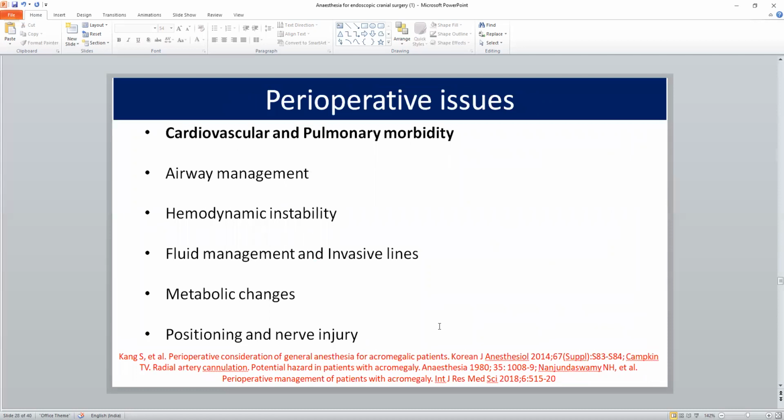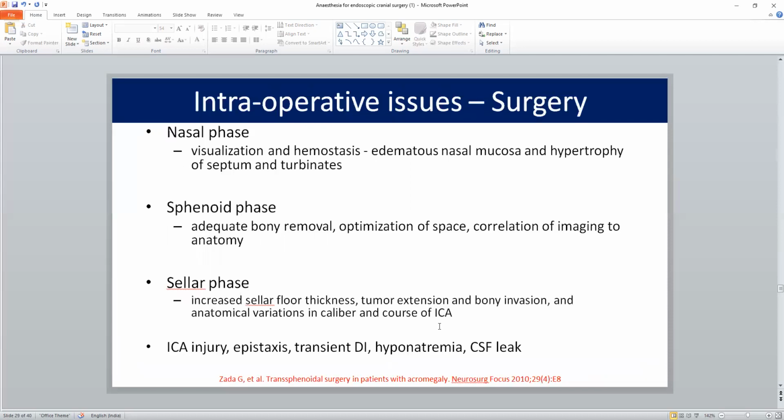Now, perioperative issues in acromegaly include cardiovascular and pulmonary morbidity, airway management, as I already explained, and likely hemodynamic instability. There is also fluid management and the need for invasive lines, which may be difficult because of acromegaly changes, and metabolic changes like refractory hyperglycemia. Position and nerve injury are likely in patients with compressive compartment syndrome in acromegaly.